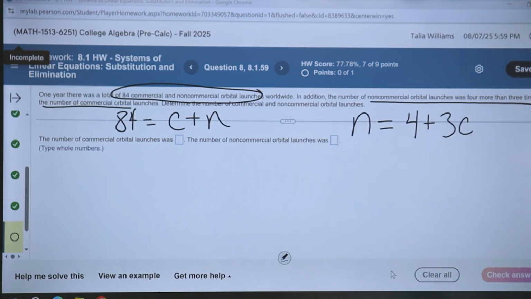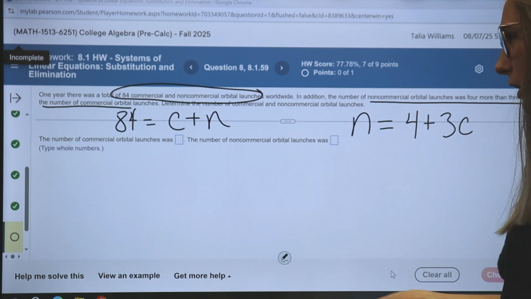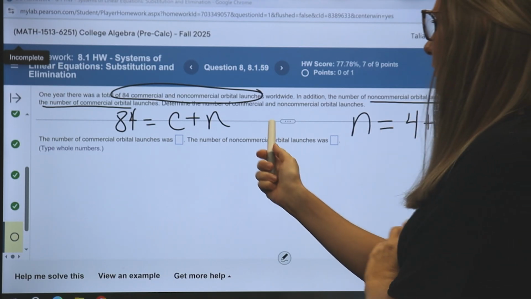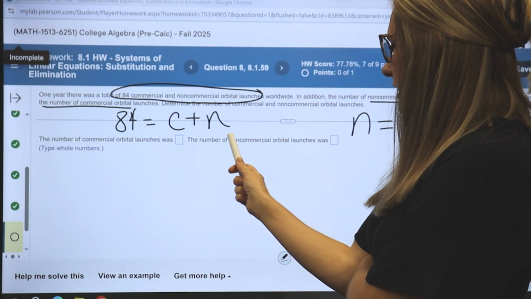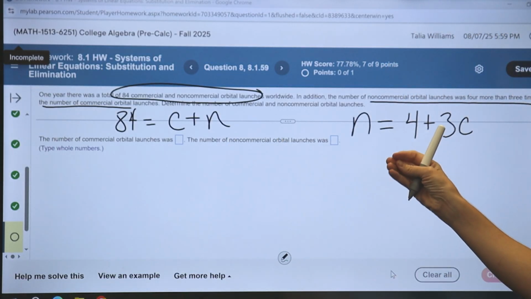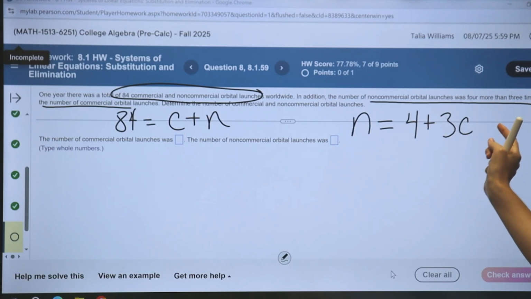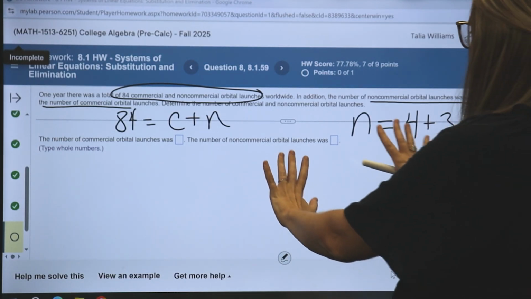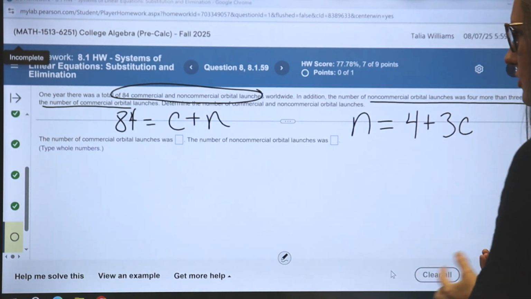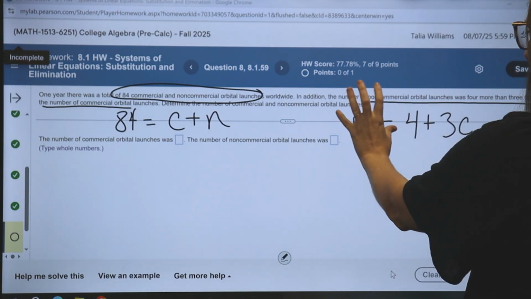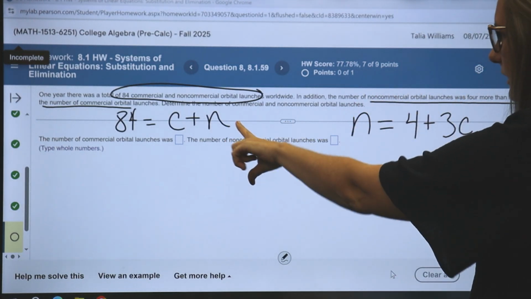Determine the number of commercial and non-commercial orbital launches. I know that's a lot of words. So whatever the total is equals both of these added together. Remember that non-commercial is private, so there should be a lot more private than commercial. And then how they've done this, we have what n equals, so this is a substitution problem because we're just going to take this and put in for n here.